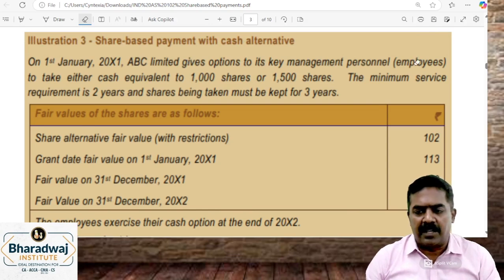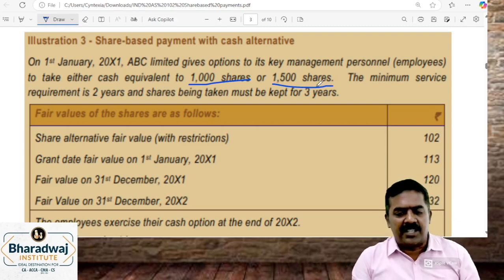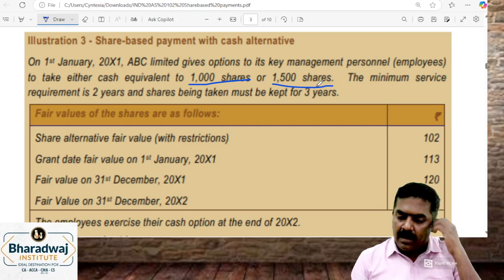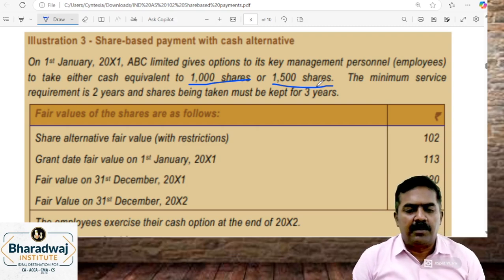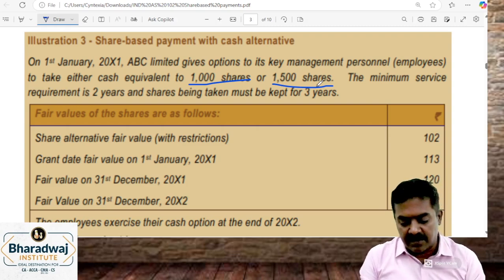The options to managerial persons are either cash equivalent to 1,000 shares or get 1,500 shares. Here they have given a cash option and a share option. Option 1, you get cash equal to 1,000 shares. Option 2, they have given 1,500 shares. Minimum service requirement is 2 years, and shares taken must be kept for how many years? If we buy the share, it must be kept for 3 years.